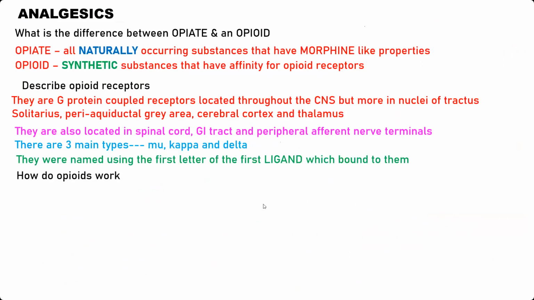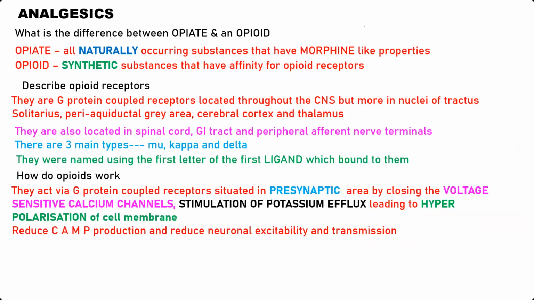So how do opioids work? What is their mechanism of action? They have an inhibitory G protein coupled receptor action. It blocks the calcium channel and increases the intracellular potassium, causing a decrease in the neurotransmitter release. Hyperpolarization. The activity is situated in the presynaptic area by closing the voltage gated calcium channels, stimulation of potassium efflux leading to hyperpolarization of the cell membrane. That is, when the inside of the cell becomes too negative, it is called hyperpolarization. They also reduce cyclic AMP production, which reduces neuronal excitability. So these are the two mechanisms by which these receptors work.